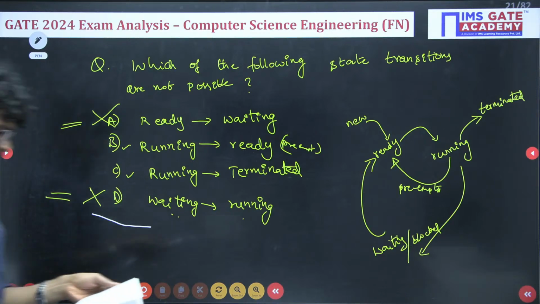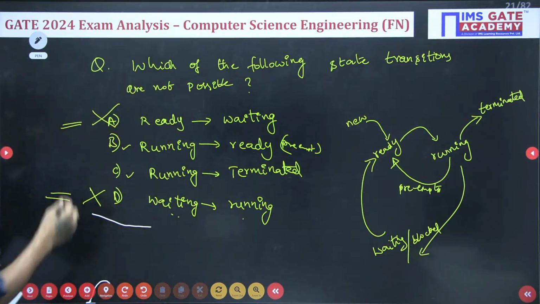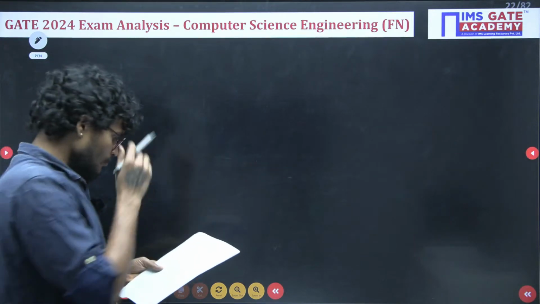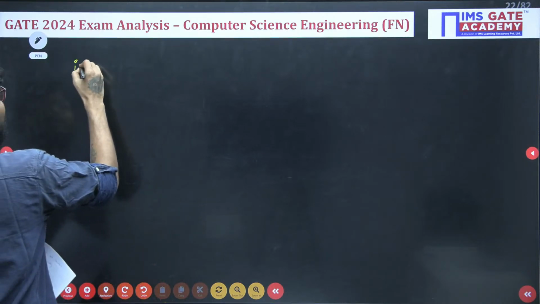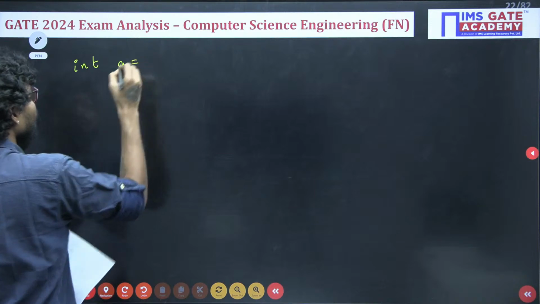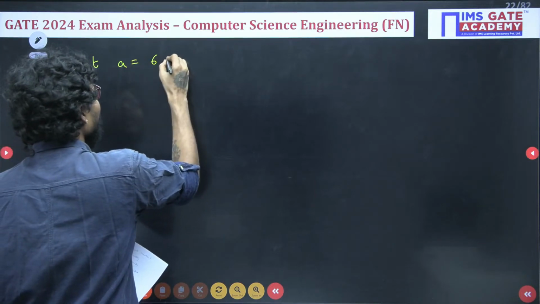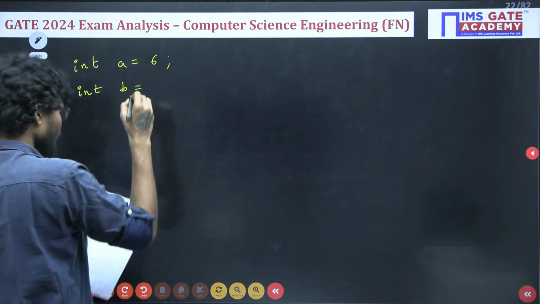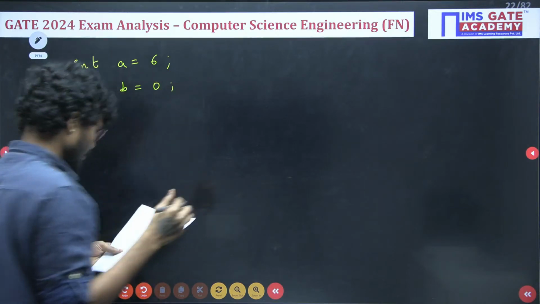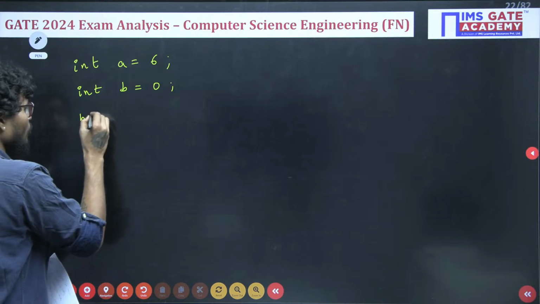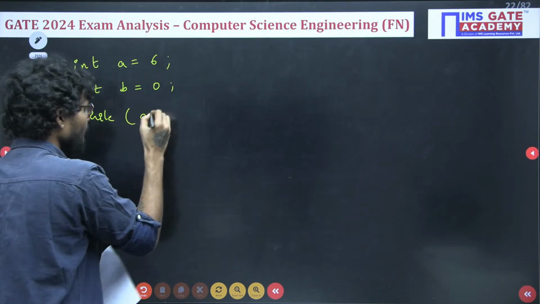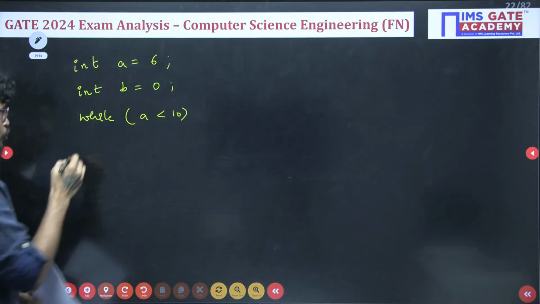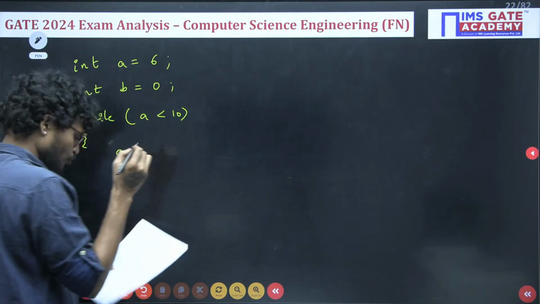Let us now discuss the questions from C programming. Given this code snippet, int A is 6 and int B is assigned 0. So we have a while loop. The condition is A less than 10. When it is true, we execute these two statements.